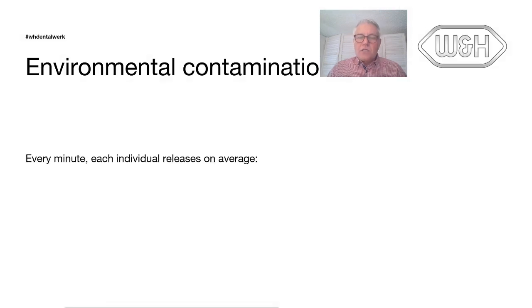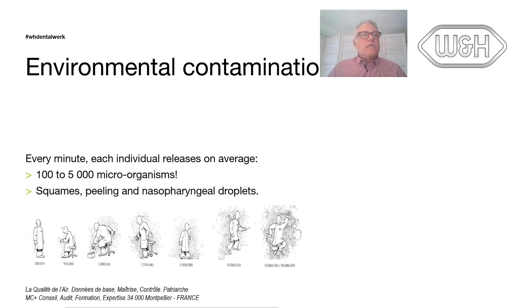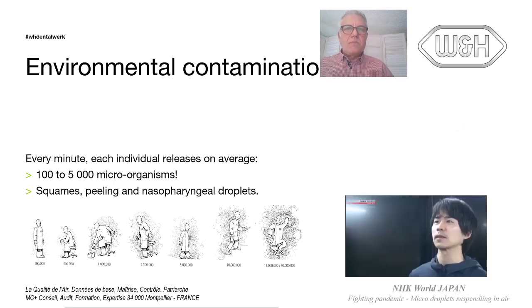To give a sense to this presentation, I know we have been scared by all the news we saw on TV and so on, but it's reality. And I always like to prove what I claim. Look, every person releases from 100 to 5,000 microorganisms per minute. You see here a study from Montpellier in France. You see a small guy, and depending on whether you are moving a lot, you are dispersing particles. Which are these particles? We talk about skin flakes: nails, hair, skin, hundreds and hundreds, and nasopharyngeal droplets.